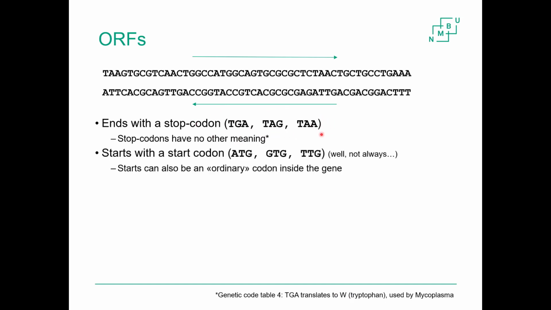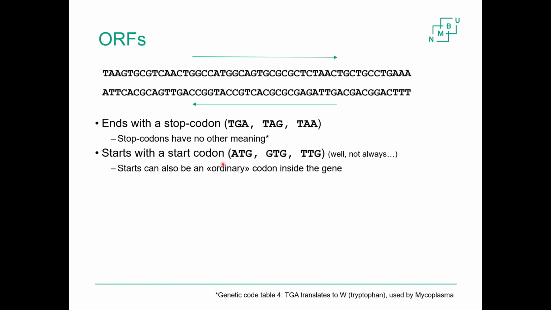An open reading frame also starts with a start codon. And here are the possible start codons in prokaryotes: ATG, GTG, or TTG. So there are 3 possible stops and 3 possible starts. There are a few exceptions to this, but they are very few and we can safely ignore them here. ATG is the most common one. About 80% of the genes start with ATG, 15% with this one and only 5% with this one. So you can say 80, 15, 5. That's roughly the distribution.